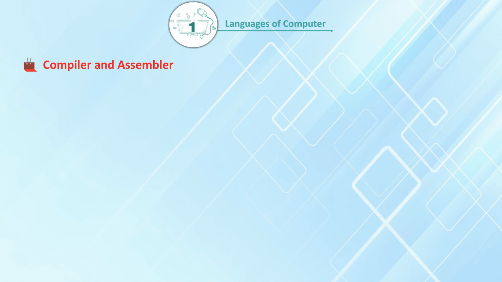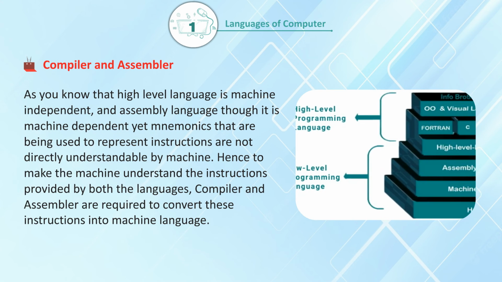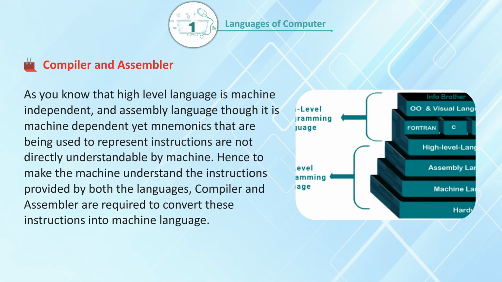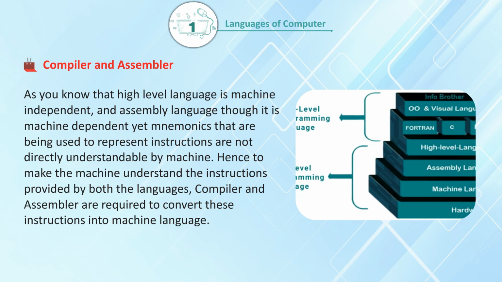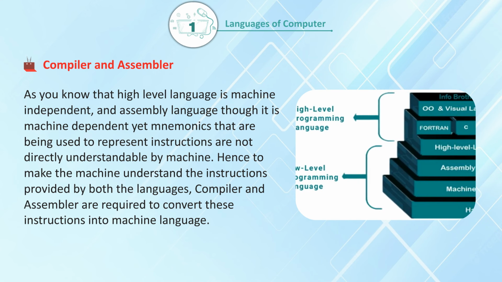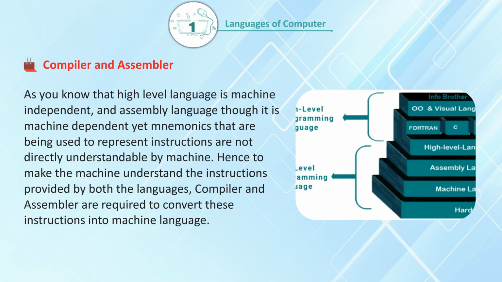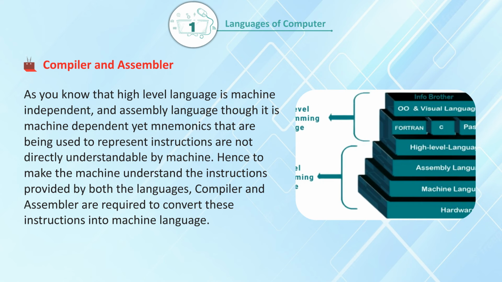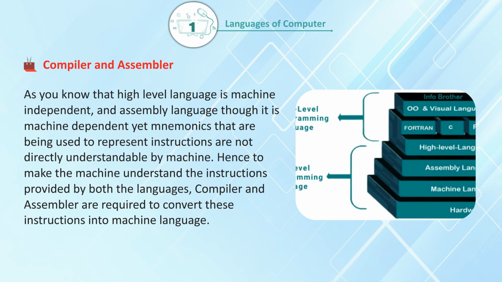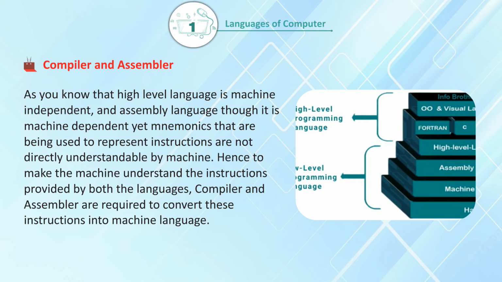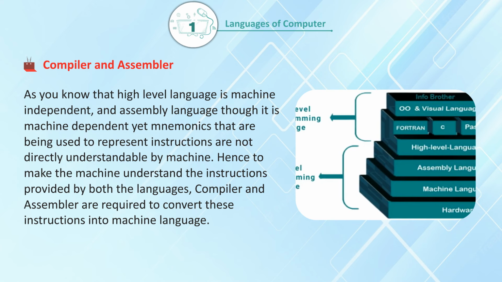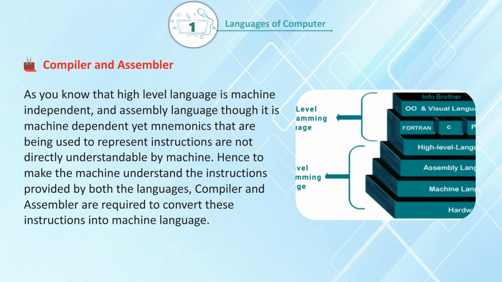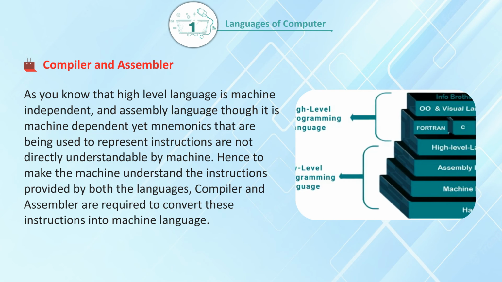Compiler and assembler. As you know, a high-level language is machine independent, and assembly language, though machine dependent, uses mnemonics to represent instructions that are not directly understandable by the machine. Hence, to make the machine understand the instructions provided by both the languages, a compiler and an assembler are required to convert these instructions into machine language.